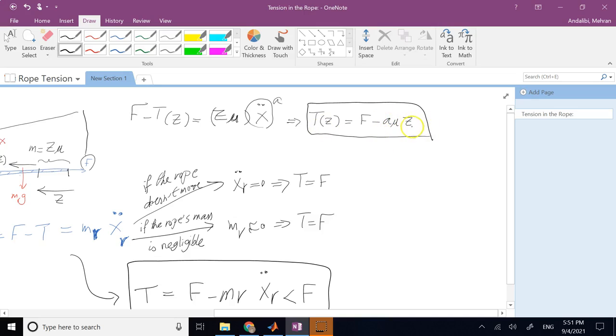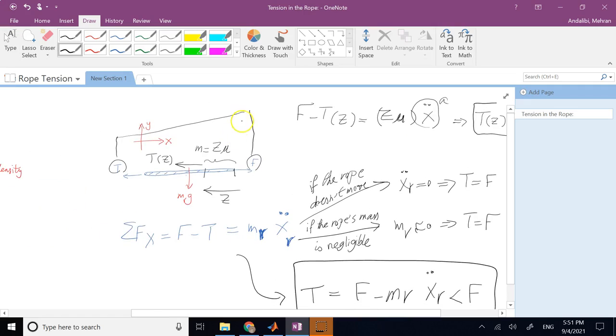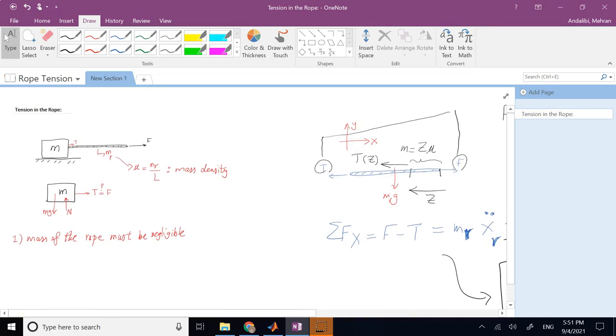Then clearly, by increasing Z from right to left, this term is going to increase, so the whole term linearly decreases. Okay, so the tension linearly drops along the rope when the rope mass cannot be neglected.